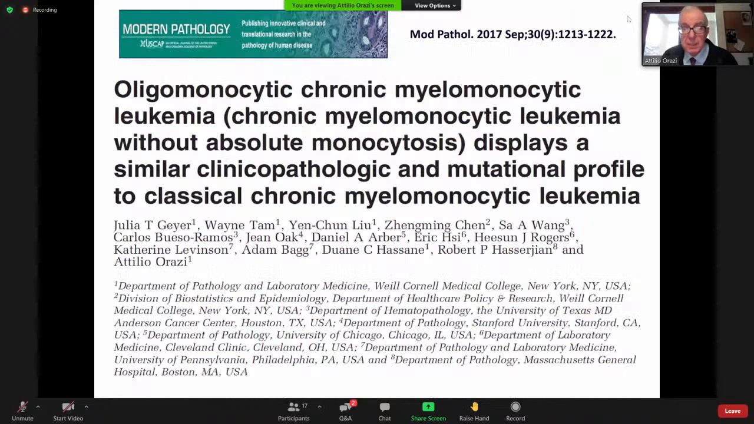We looked at those cases, we published in Modern Pathology, and we call this oligomonocytic chronic myelomonocytic leukemia. And the key to the study was to do the molecular testing and see if they were different or the same as garden variety CMML with more than 1,000. We discovered they were the same. The other thing we published is that if you give at least 2-year follow-up, the majority of those patients end up being CMML. So we have the proof of concept for a proportion of the patients because they moved into CMML given time, and also the molecular overlap.